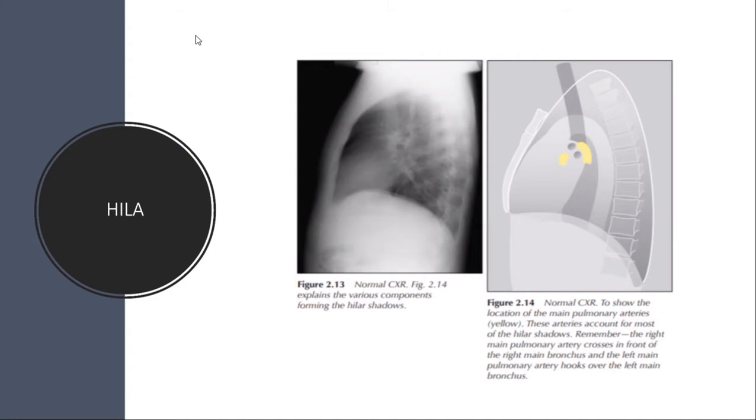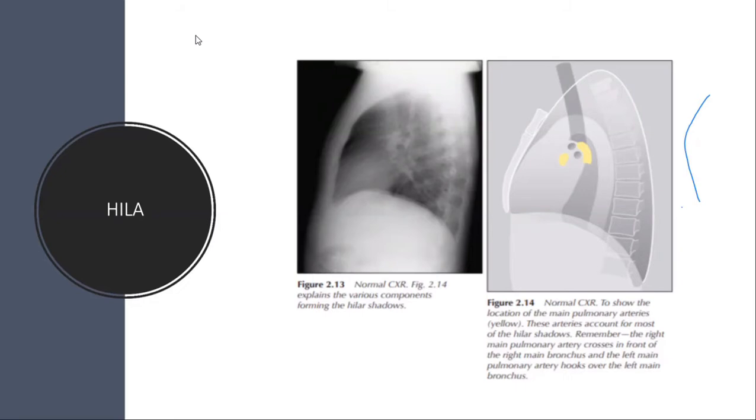The usual position of the hilum is from the fifth thoracic vertebra to the seventh thoracic vertebra, and we all know that normally the left hilum is a bit higher than the right hilum on the frontal chest X-ray. In the lateral chest X-ray, they usually overlap, so it's not easy to differentiate between the right and left hilum. But if you want to see the right hilum, it's better to take the right lateral view, and if you want to see the left hilum, it's better to take the left lateral view.